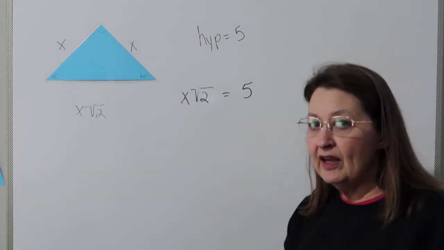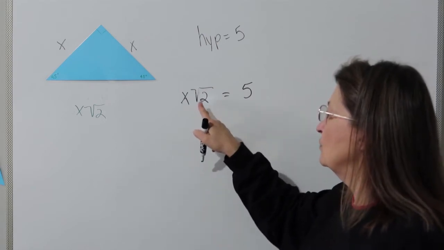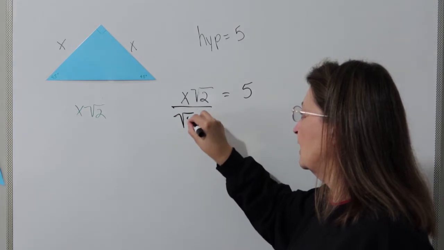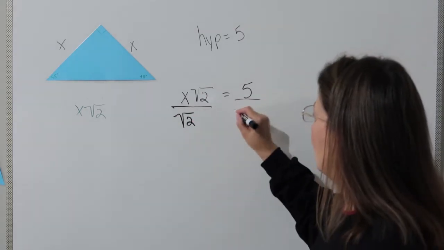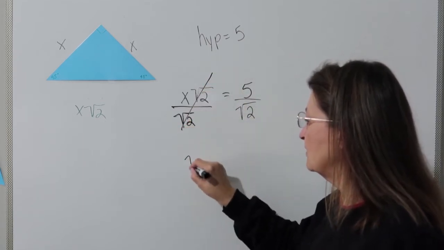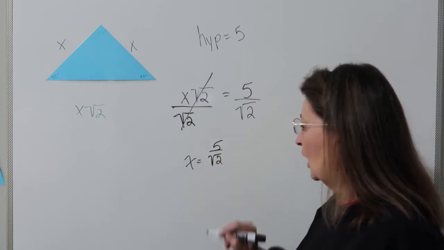How do you solve for x? Getting rid of things that are attached to the x. In this case, the square root of 2. It's been multiplied by x, so to get rid of it, I'm going to divide by square root of 2. Whatever you do to one side, you have to do to the other. Now over here, these two cancel out, and I have x is equal to 5 over the square root of 2.